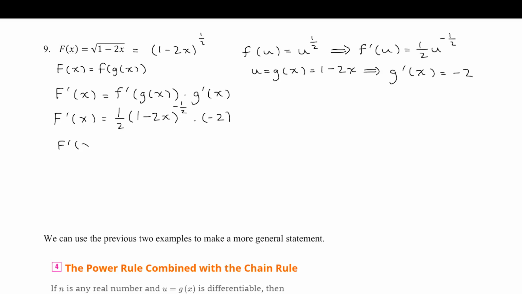Now, FYI, you could do a little simplifying here. For example, we have a 1/2 multiplied by a negative 2, which would leave us a negative 1 in the numerator. And then we can rewrite 1 minus 2x to the negative 1/2 power as 1 over 1 minus 2x to the positive 1/2 power. So for my purposes, simplifying is not strictly necessary. If it's an easy simplification like this one, you may want to do it.